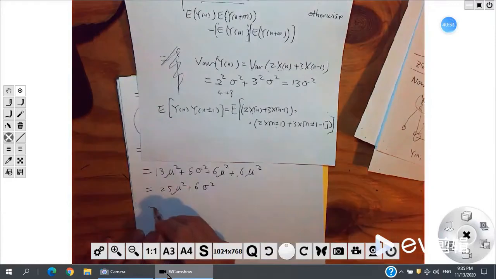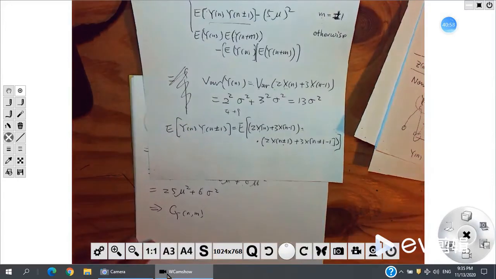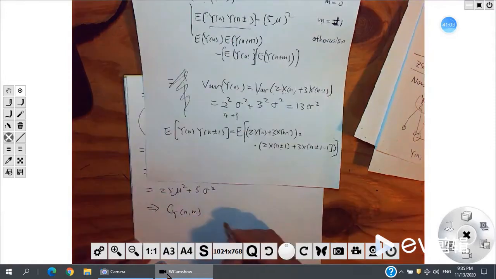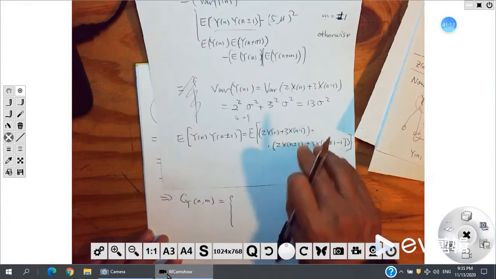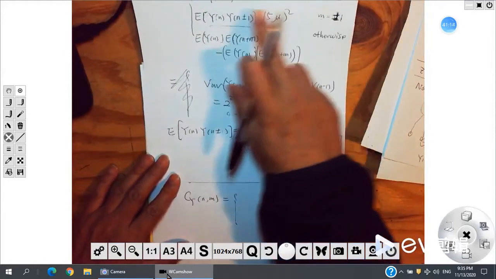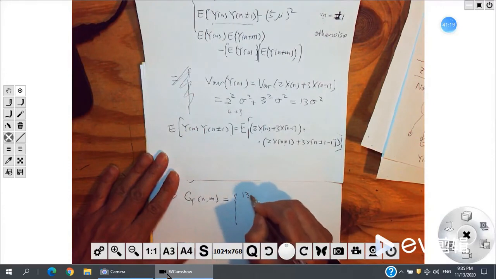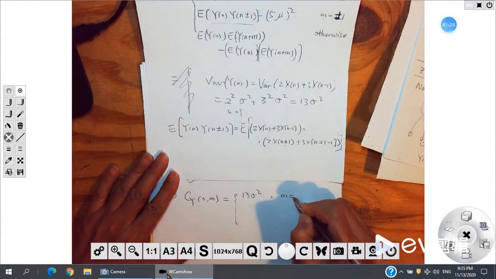So we have C_Y of n and m. This is somehow long, so you have a chance, a risk, to forget what you are doing now. What I'm doing is, I want to find this one, right? Okay, I have three cases. First case, m is 0, it is just this one. And this one we get, it is 13 sigma squared. Right? 13 sigma squared. This is the case if m is 0.